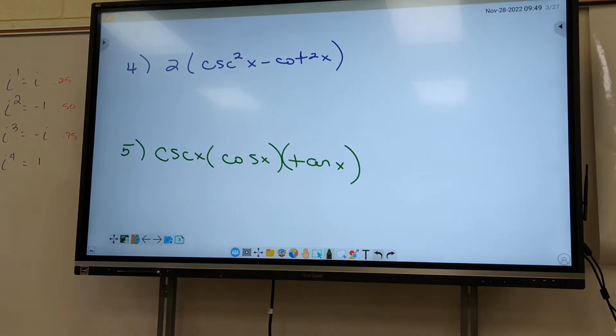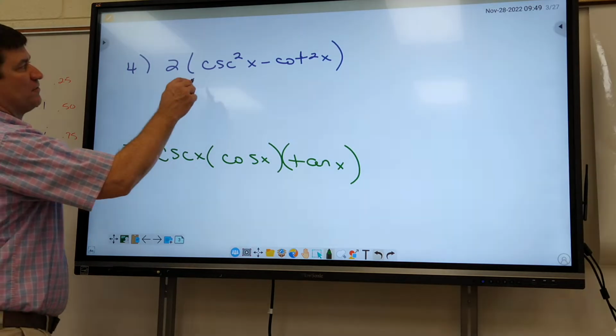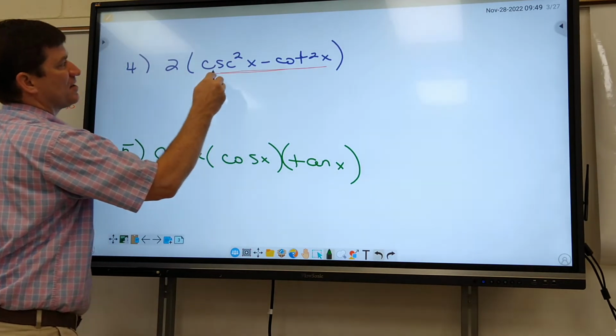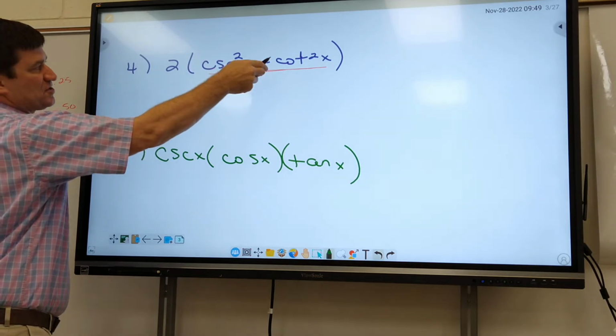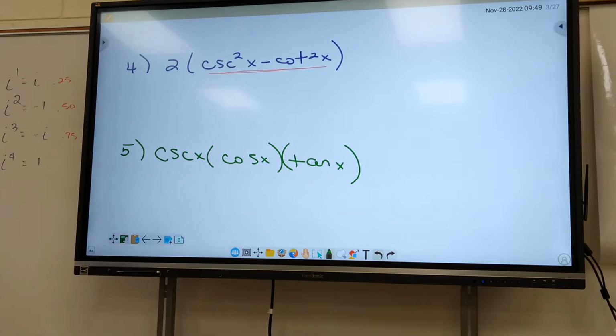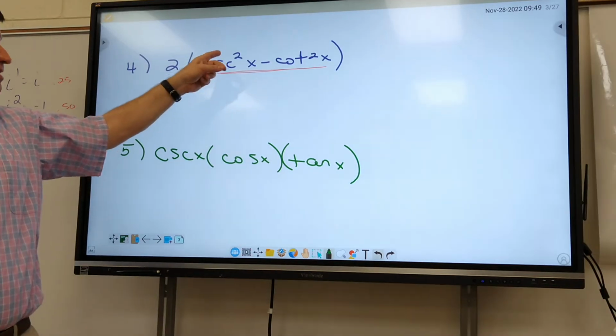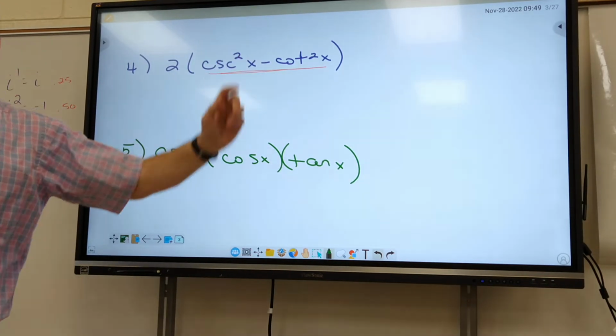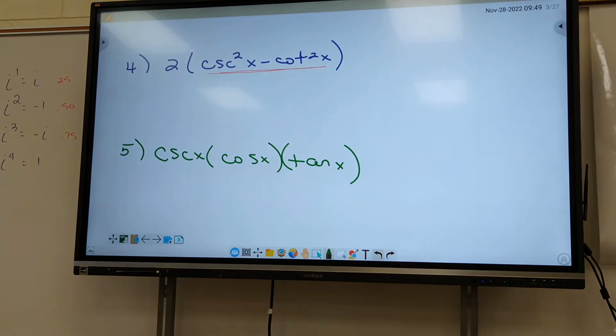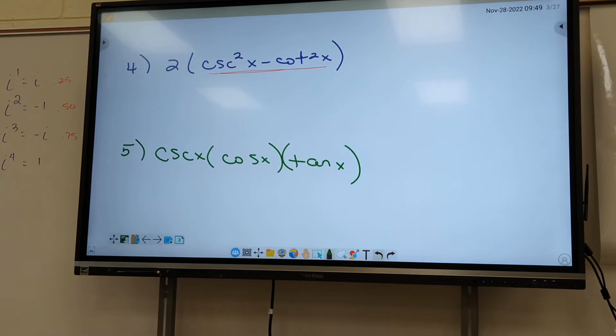All right, number 4. Jason, every time you've got something squared, plus or minus, you check your formula sheet and see if we can find where cosecant squared x minus cotangent squared x is. Bam, it's right there. It equals 1, bottom right. Cosecant squared minus cotangent squared is 1.